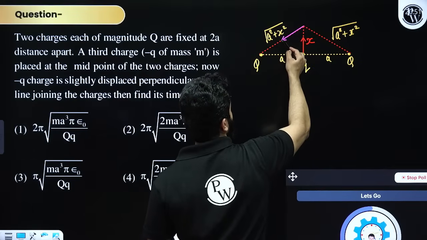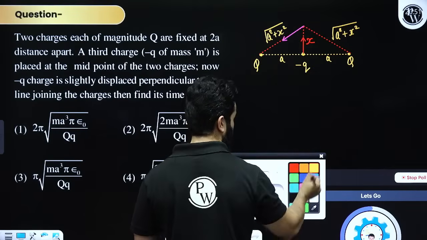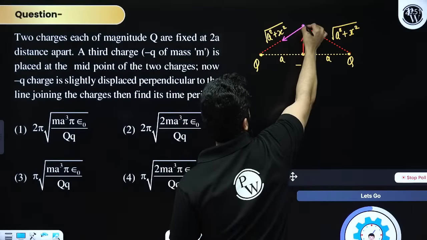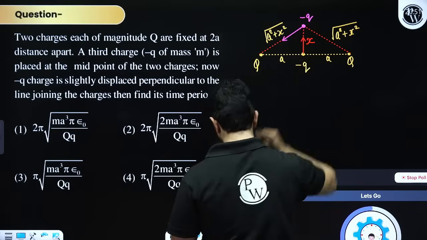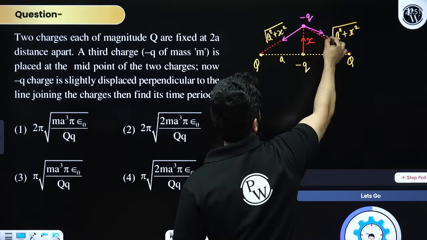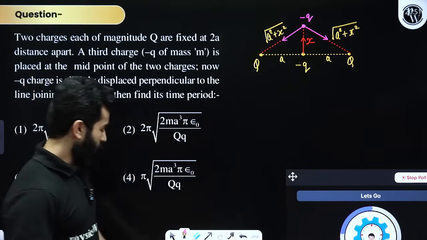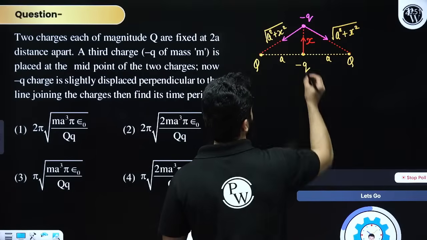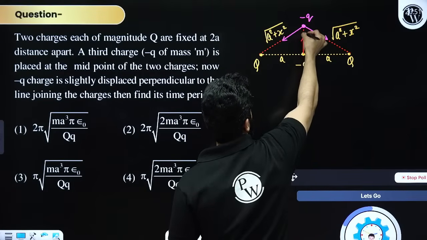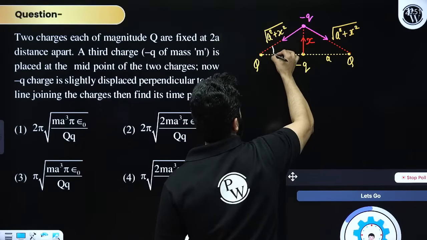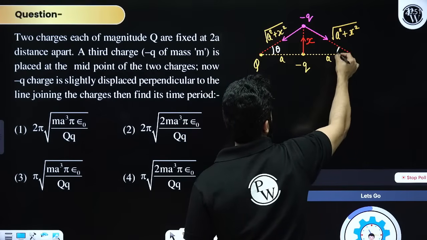Clear? And forces are going to act somewhat like this. By the way, please remember, we have got a minus q charge over here, so there will be attractive forces. Let's say these are the attractive forces. Clear? Alright, friends, we can assume this angle to be theta, or if you want, we can assume this other angle to be theta. It depends upon you.